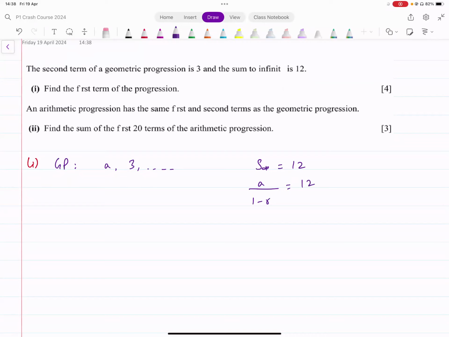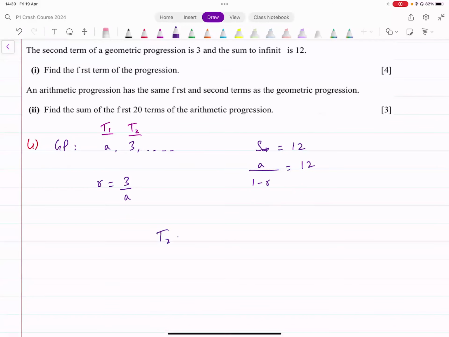Okay. We have one equation here. A over 1 minus R equals 12. If these are the first two terms of the GP, A and 3, we could say R should equal 3 over A, right? How do you calculate the ratio? If this is term 1 and this is term 2, you have two consecutive terms, you can divide them to get the ratio. Or you could say the second term is given by AR and the second term is 3, so you have 3 equals AR. That gives you the same equation. You could think of it either way, it doesn't matter. You've got these two equations, okay?